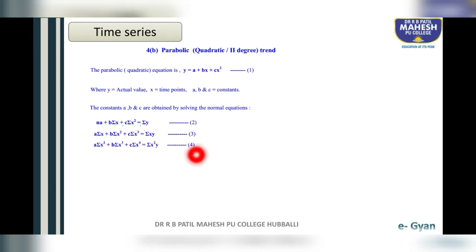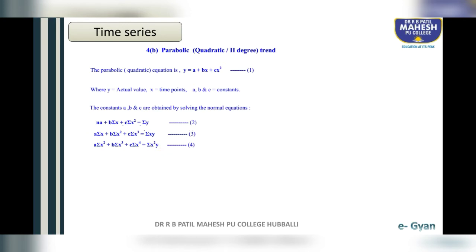And next, again for this third equation multiply by x. So it becomes a summation x square plus b summation x cube plus c summation x raised to 4 is equal to summation x square y. So this is equation number 4.